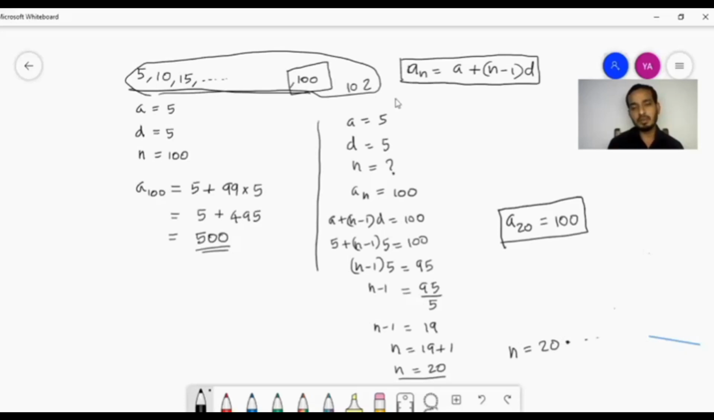Here the position number n is not a natural number. Therefore, we conclude that 102 is not a term in this arithmetic progression.